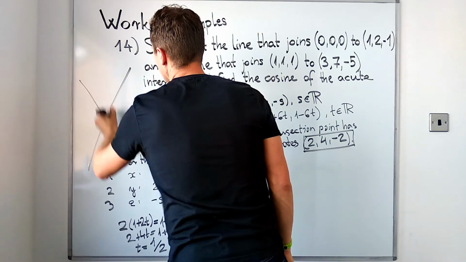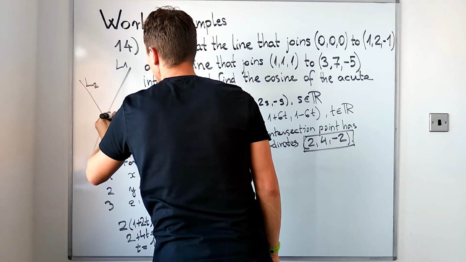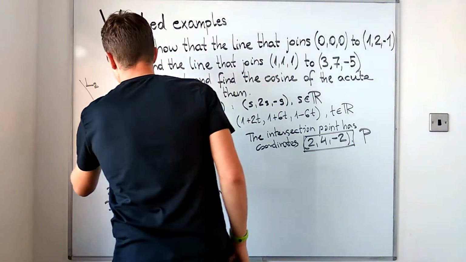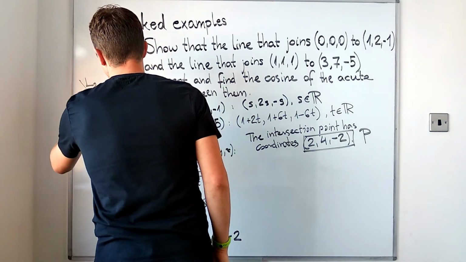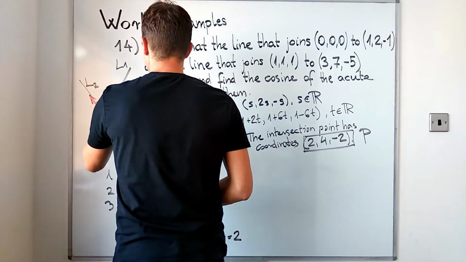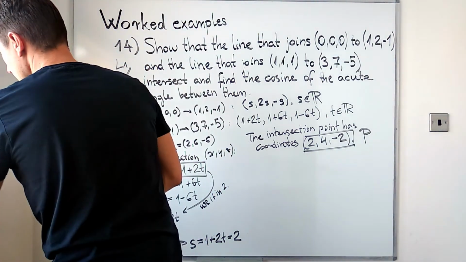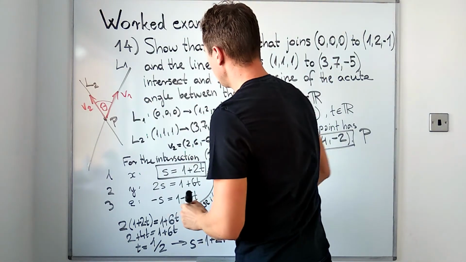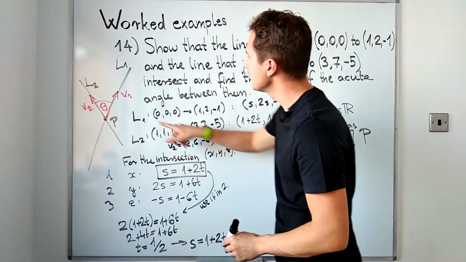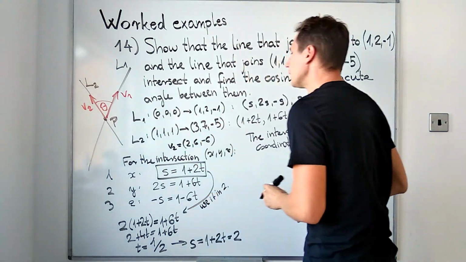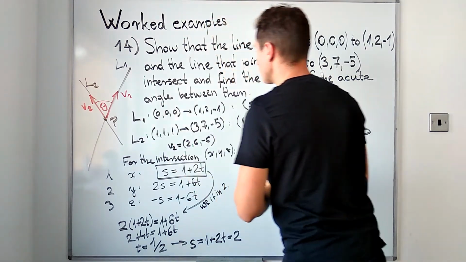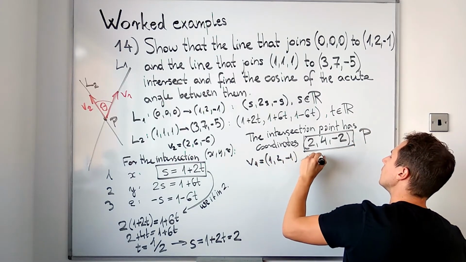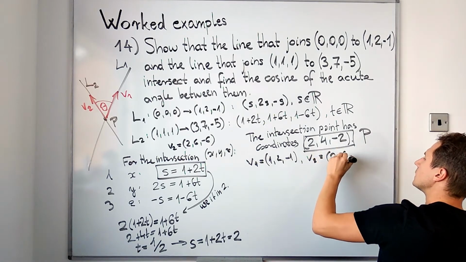So here is L1 and L2, and here we have the intersection point. Let's call this P. And now what we need is the cosine of the angle between these two lines, which can be obtained by using the scalar product for these two vectors that point along these lines. V2 we've already calculated, that's 2, 6 and -6, and V1 we have also calculated, that's 1, 2 and -1, because we have to subtract zeros from each component. So V1 equals 1, 2 and -1, and V2 equals 2, 6 and -6.